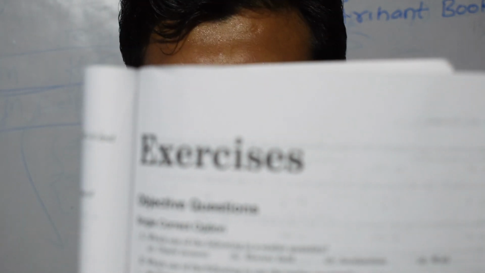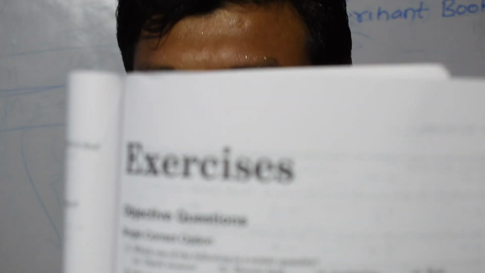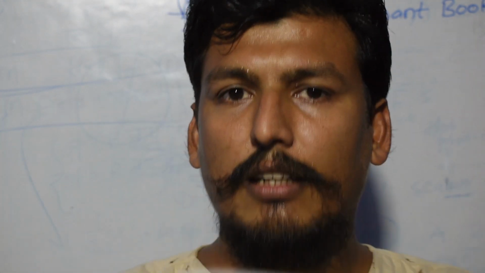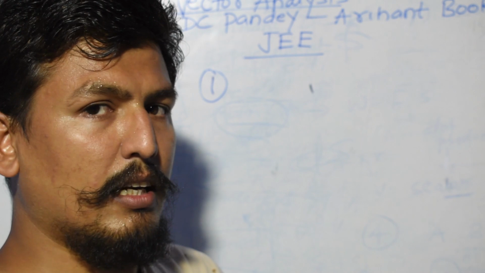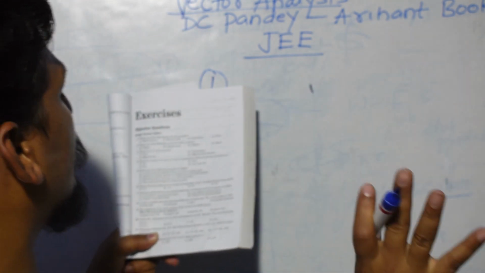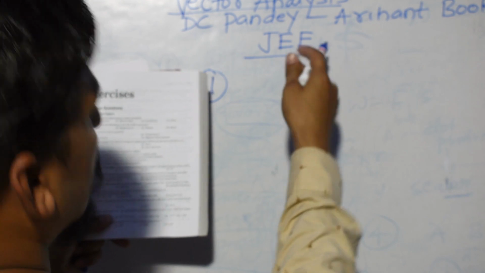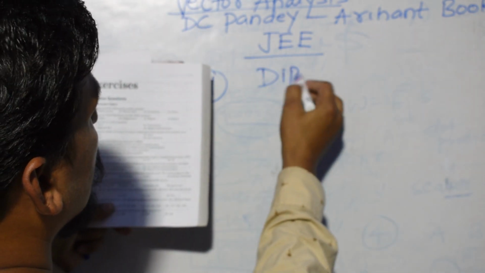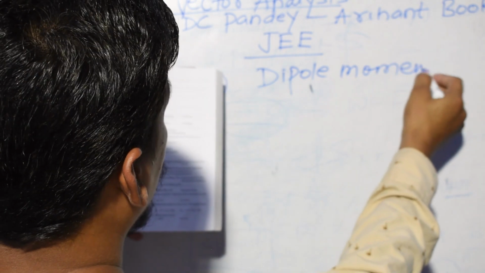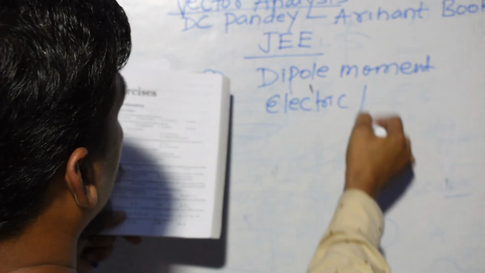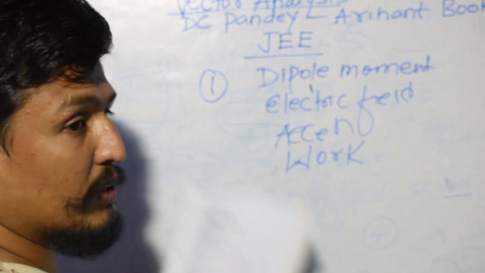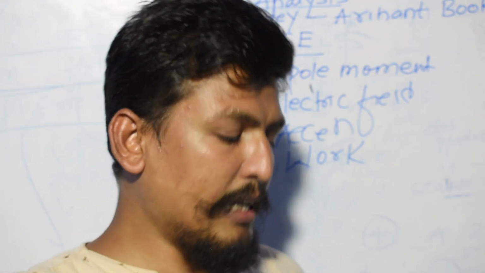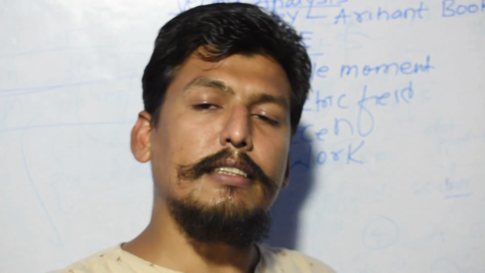This one was the DPP paper sent to you. So let's start. We will proceed with the first question. Which one of the following is a scalar quantity? I will write and repeat the question. First option is dipole moment. Second is electric field. Third is acceleration. And fourth option is work. And I repeat the question: which one of the following is a scalar quantity?